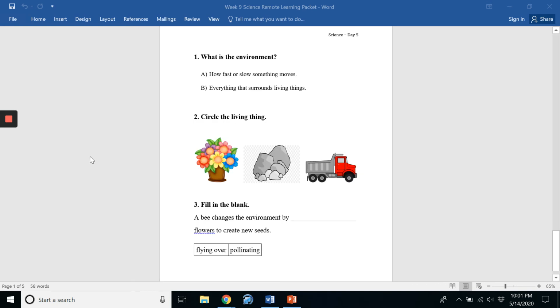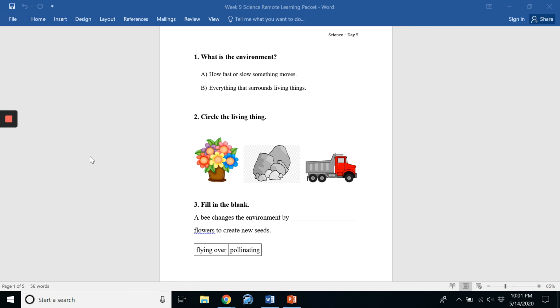And finally, for day 5, it is going to be a review of what we have learned this week. So put your finger on number 1. Number 1 says, what is the environment? Put your finger on letter A. Is it how fast or slow something moves? Put your finger on letter B. Is it everything that surrounds living things? All right, go ahead and circle the right one.